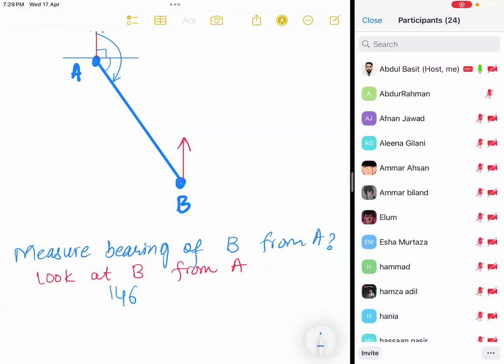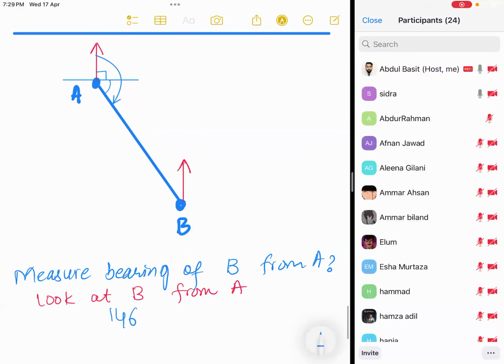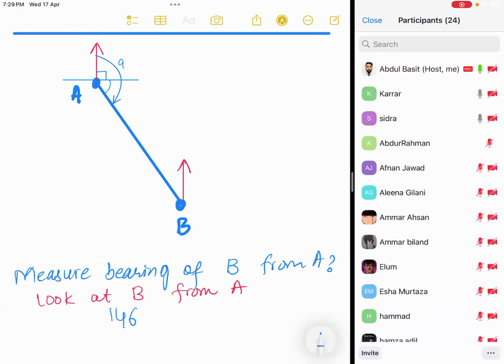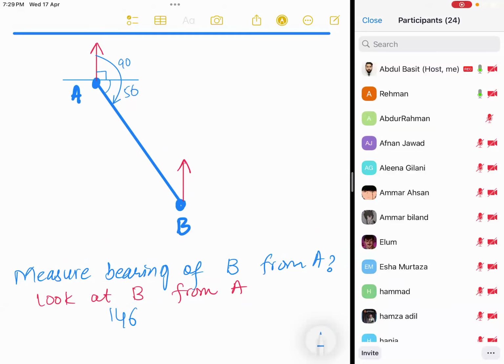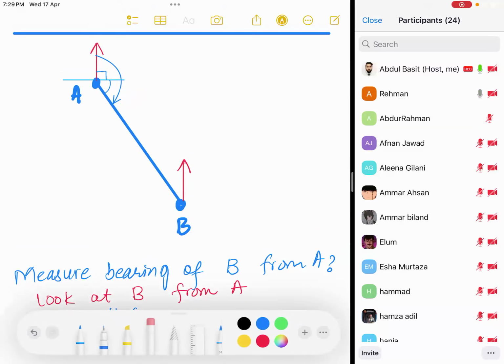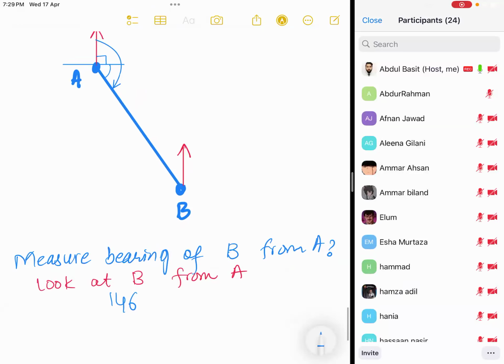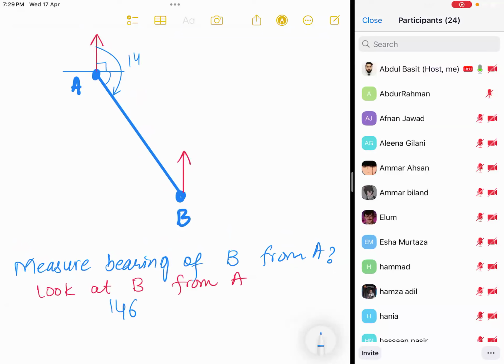Is this clear, everybody, or not? So this angle is 90 and that is 56. जिसको भी देखना हो उसको लाइन पर लाना है क्लॉकवाइज. हाँ बिल्कुल, जिसको भी देखना है उसको हिट करो लाइन के साथ क्लॉकवाइज. ठीक है. So that is 146.